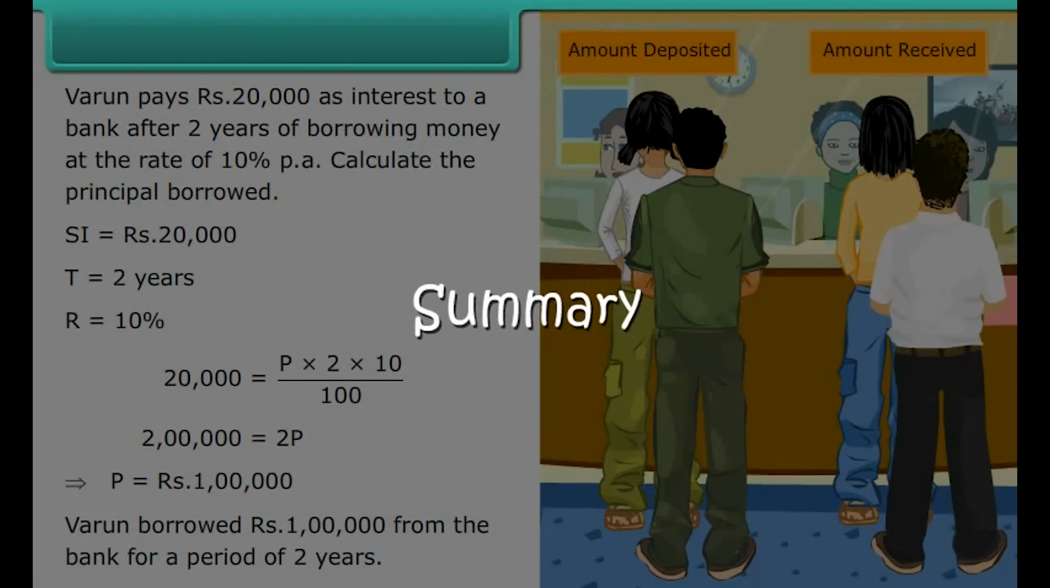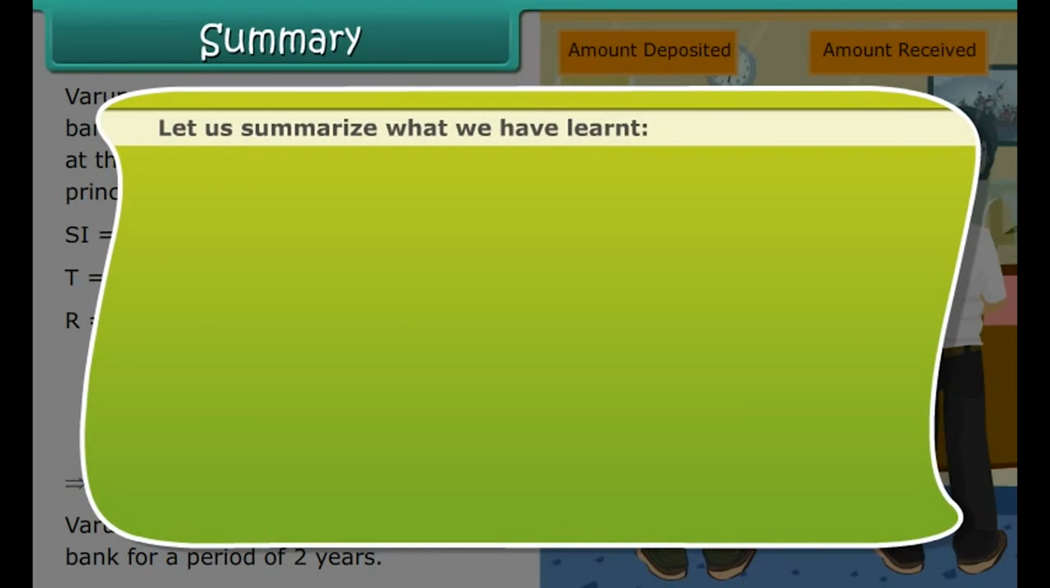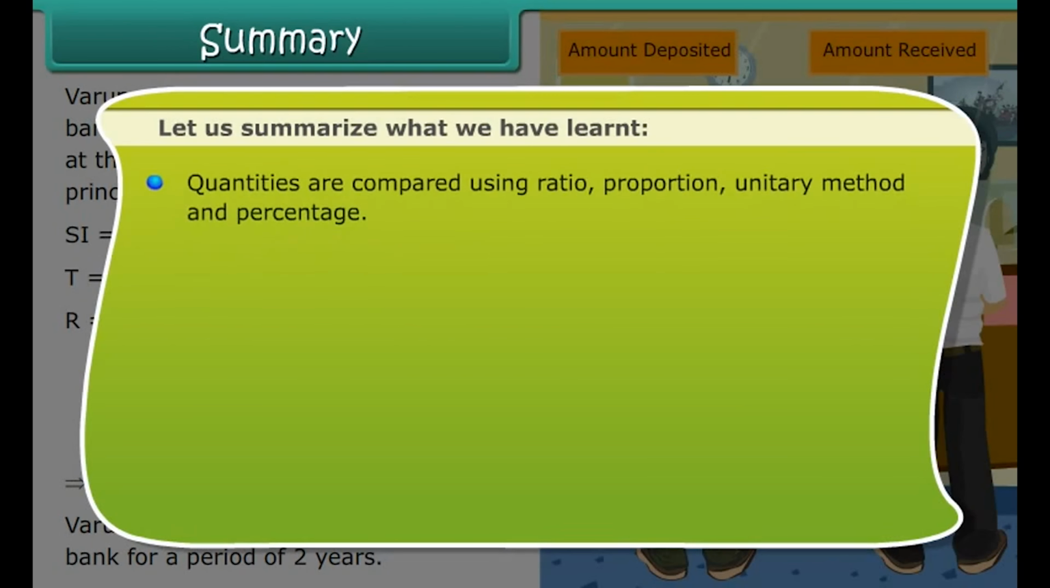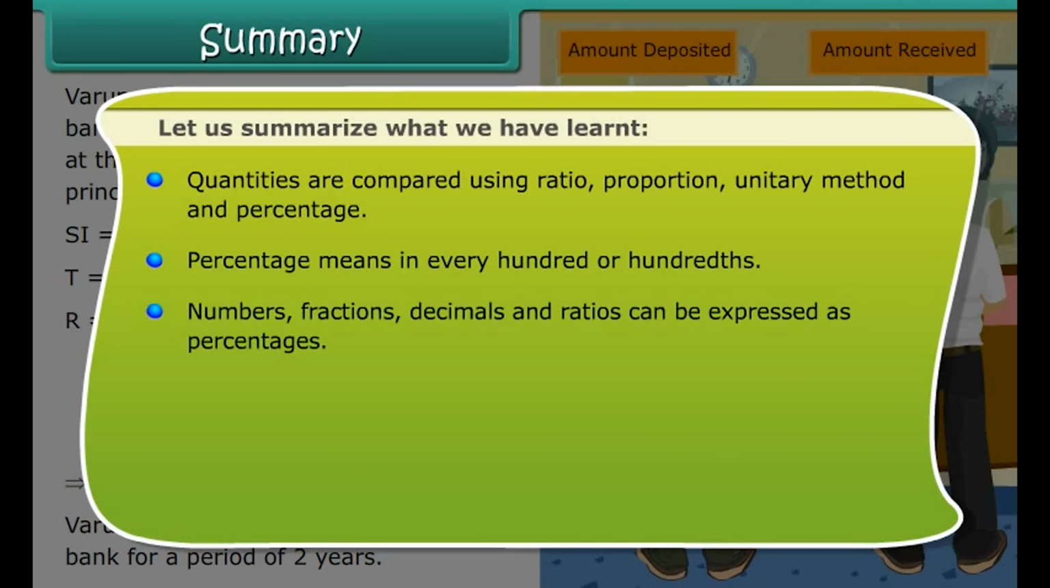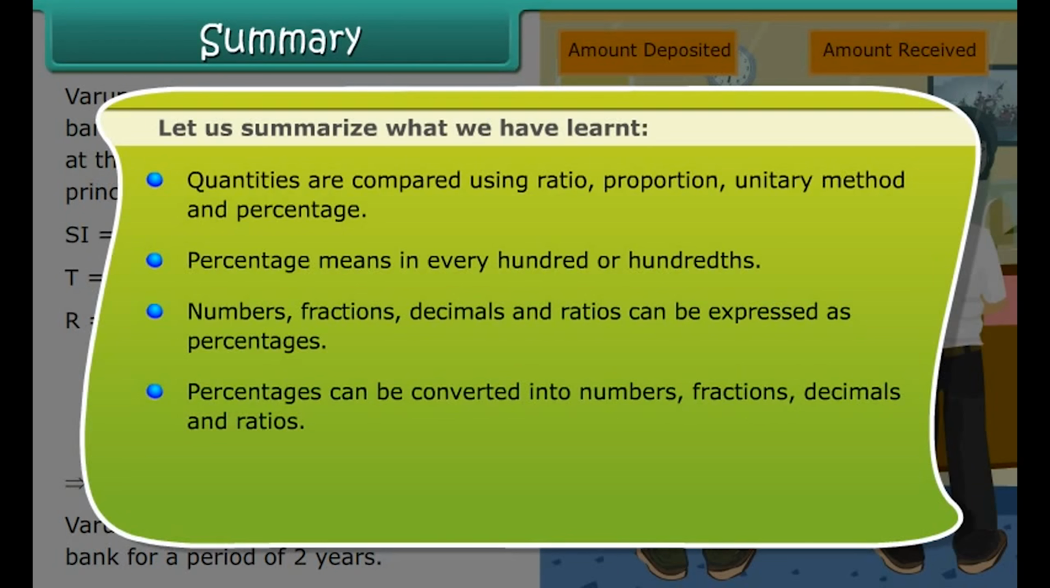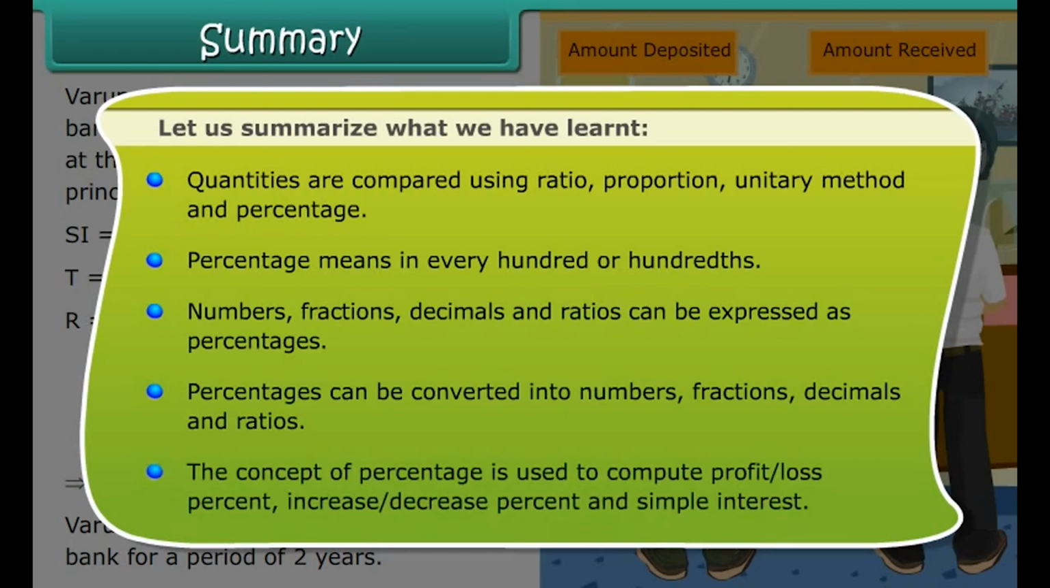Summary. Let us summarize what we have learned. Quantities are compared using ratio, proportion, unitary method and percentage. Percentage means in every hundred or hundredths. Numbers, fractions, decimals and ratios can be expressed as percentages. Percentages can be converted into numbers, fractions, decimals and ratios. The concept of percentage is used to compute profit or loss percent, increase or decrease percent, and simple interest.